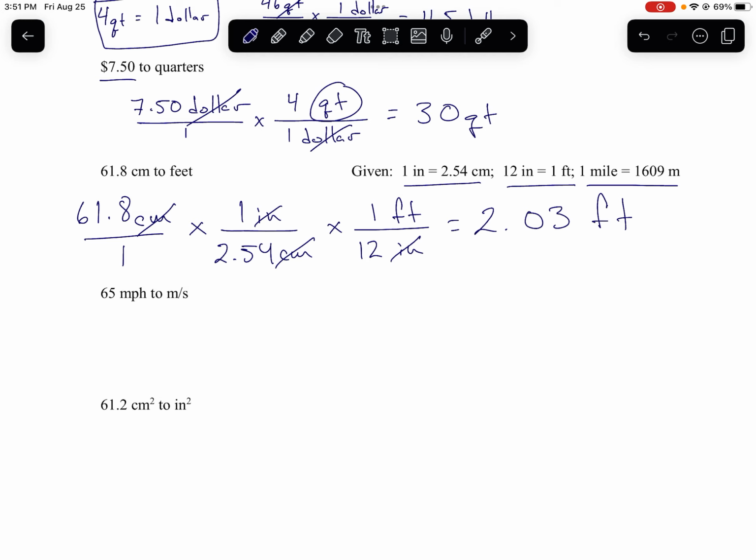Okay, so I'm going to stop there. We've got a couple more, but they get a little bit more complicated. So I'm going to stop with those ones, and then we can pick up with those next time.